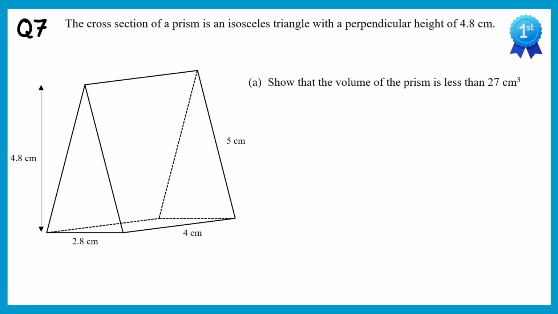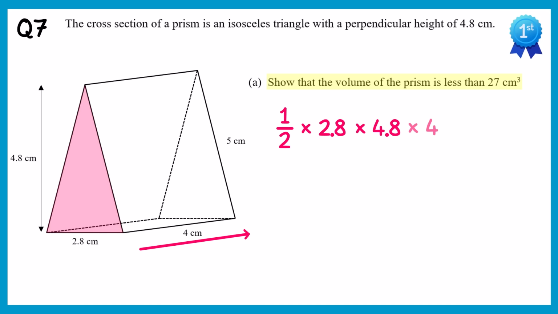For the first part of this question, we need to show the volume of the prism is less than 27 centimeters cubed. To work out the volume of a prism, we do the area of its cross-section, so the area of this triangle, which would be 1/2 multiplied by the base, which is 2.8, multiplied by its perpendicular height, which is 4.8. Once we've found the area of the cross-section, to find the volume, we multiply it by the length of the prism. And the length of this prism is 4, so multiplied by 4. So this calculation here will work out the volume of the prism.